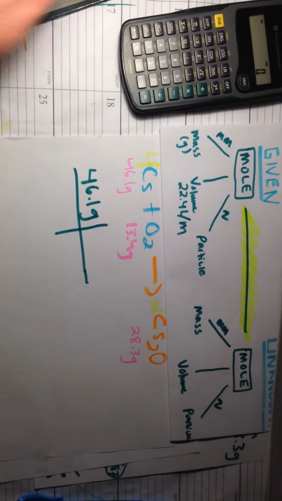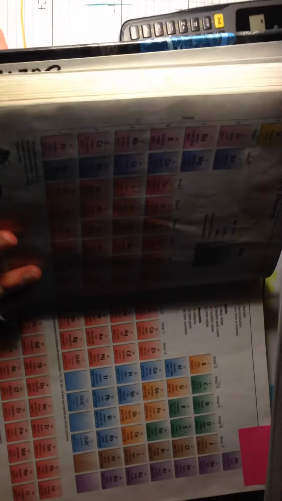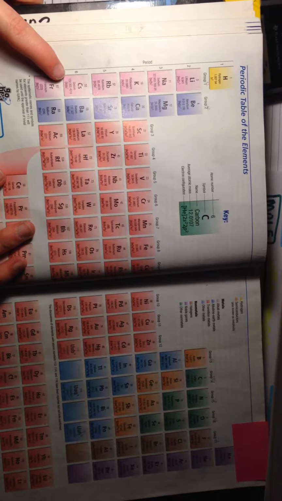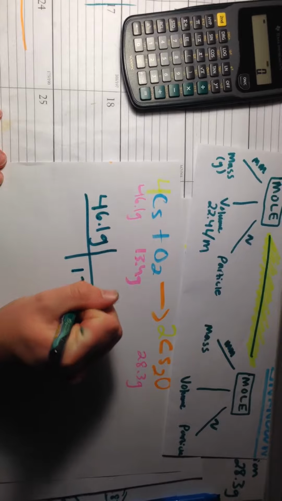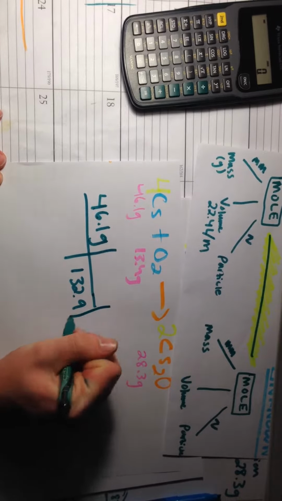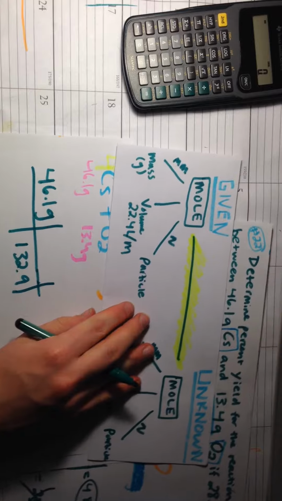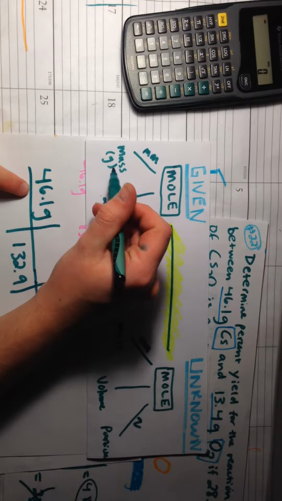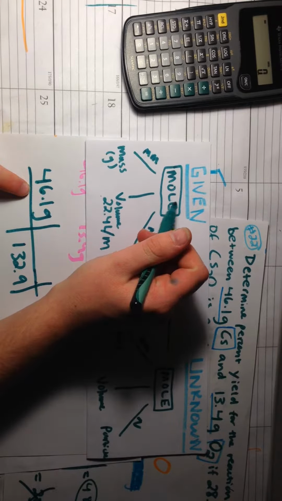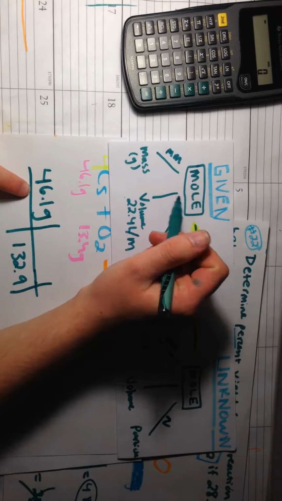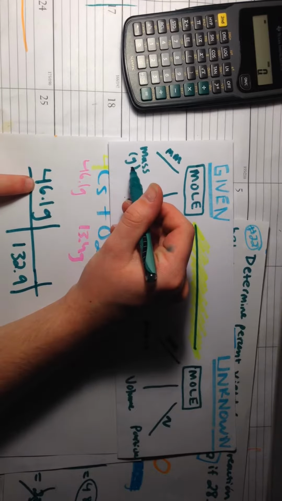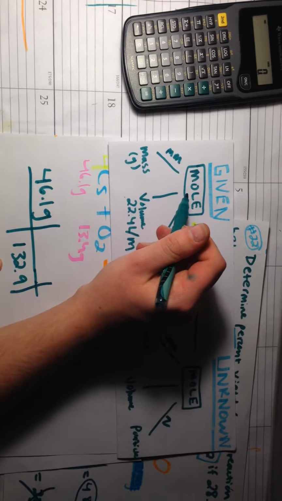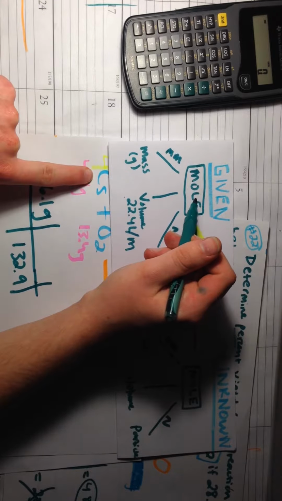So we get our periodic table out. We need to see what the molar mass of cesium is, and it is 132.9. Okay, good. How did I know how to do that? Because I'm going from mass in grams to mole, given. So you're going up, you're going to divide. So 46.1 going up to mole, so we divided by the molar mass of cesium.